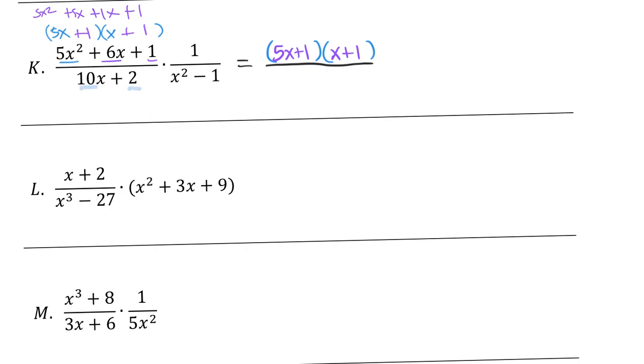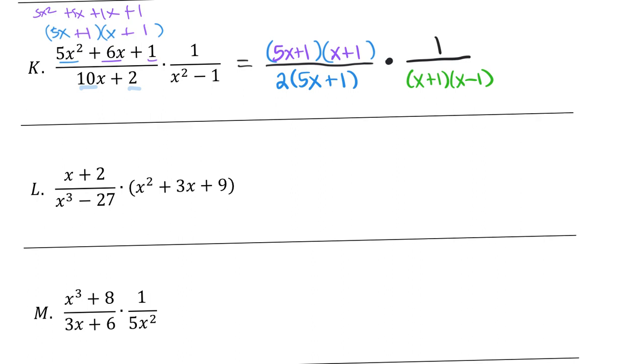Okay, 10 and 2. I can't take out 10, but I can take out 2. They both divide by 2. If I do that, that's 2 times 5x is 10x. 2 times 1 is 2. And that actually looks better because I can already see something canceling. Okay, second fraction. The 1's fine. X squared minus 1 is x plus 1, x minus 1.